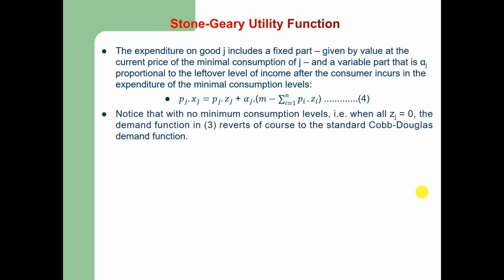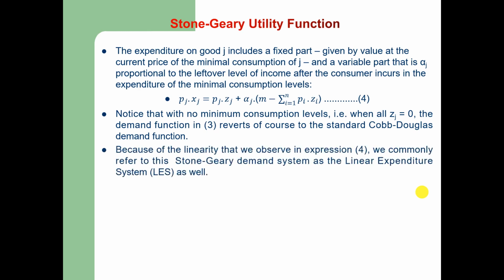Notice that with no minimum consumption levels, if all zi are 0, the demand function in equation 3 reverts, of course, to the standard Cobb-Douglas demand function as I mentioned earlier, and in that case the demand function is a positive or direct function of the level of income, but an inverse function of the own price. But because of the linearity that we observe in expression 4, we commonly refer to this Stone-Geary demand system as the linear expenditure system as well.